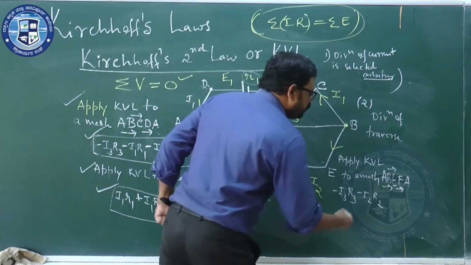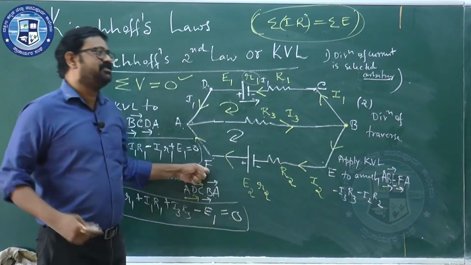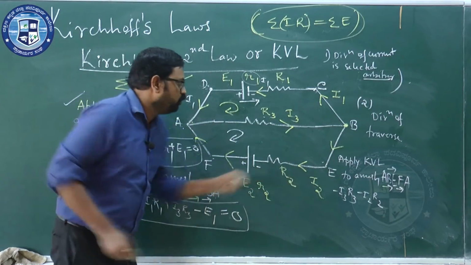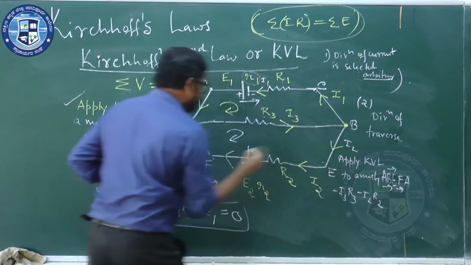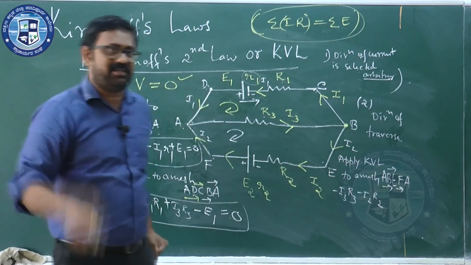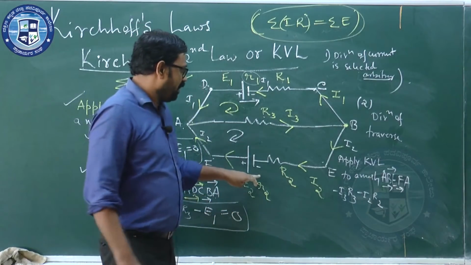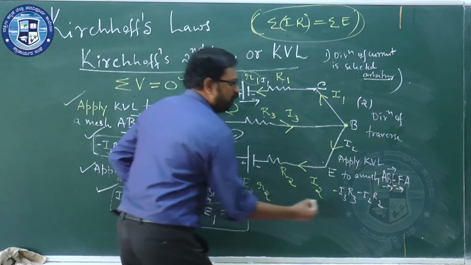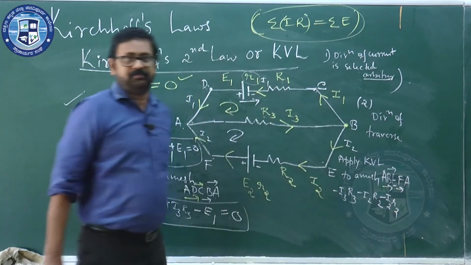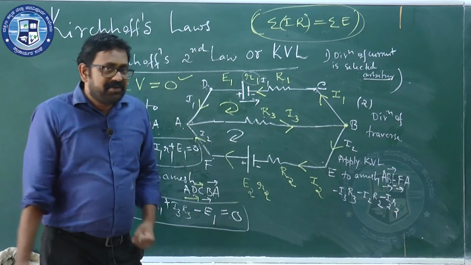I2 into R2. Do you find any other resistor in the same branch? Yes, small r2, the internal resistance. What is the current through it? I2 only. As long as the branch is the same, you must know the current is the same. As long as it is a single branch, the current is the same throughout. So what is the product of IR? I2 into small r2. Can I write minus I2 into small r2? I think you are getting a better idea.